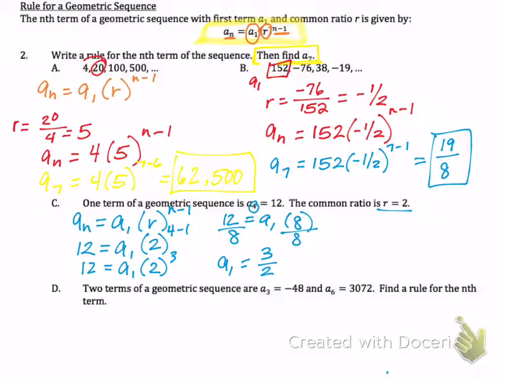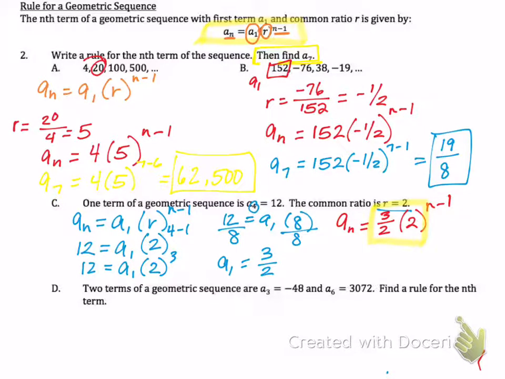So then the generic formula would be A(n) equals, my first term is now 3/2 that we found, and my R is 2 to the n minus 1. Do not multiply out A1 and R. Do not ever combine these two. Leave them as they are, because when you're solving, according to PEMDAS, we're going to do 2 to the n minus 1 first, then we're going to multiply it by 3/2.